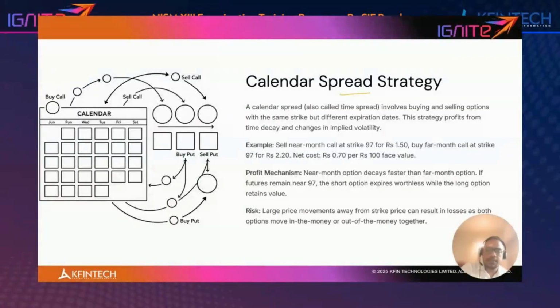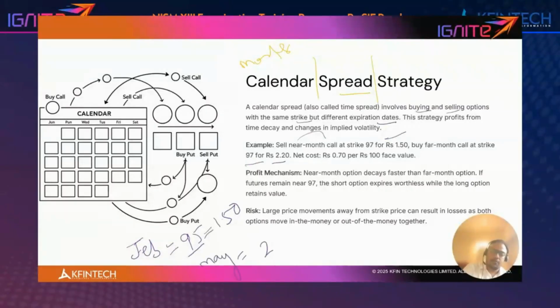Calendar spread, as the name says, calendar means months because options and futures are already traded in months. It involves buying and selling options with the same strike but different expiry dates. Sell a near month call at 97, say suppose a Feb month call at 97. You sell this call and you earn 1.5 rupees as the premium, and you buy a far month call for rupees 2.20. So I will buy a May call for 2.20, strike remaining at 95 only.